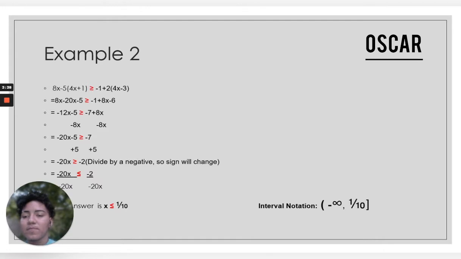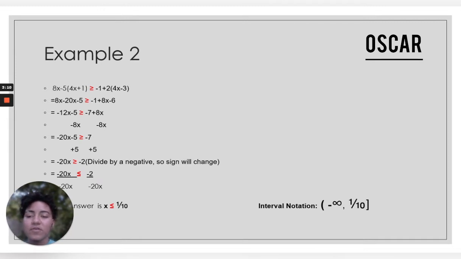And now to get rid of the 8x, we add -8x to both sides of the equation, which will give us -20x - 5 greater than or equal to -7. And now from here, we add 5 to both sides of the equation to get rid of the -5. So the new answer will be -20x greater than or equal to -2.